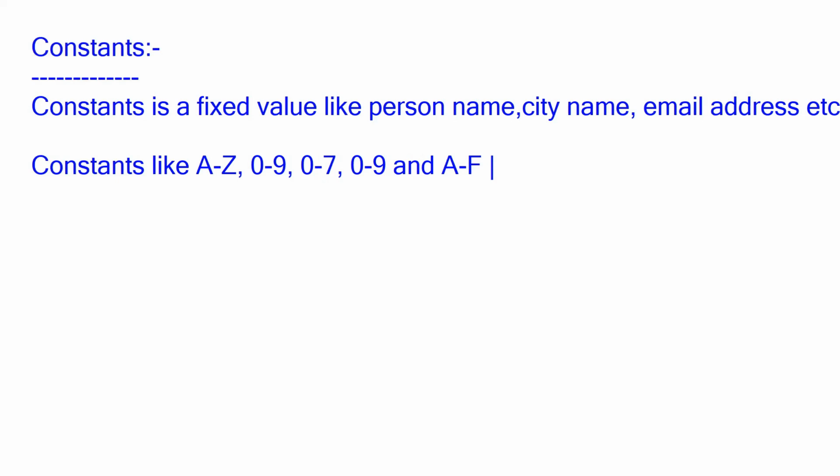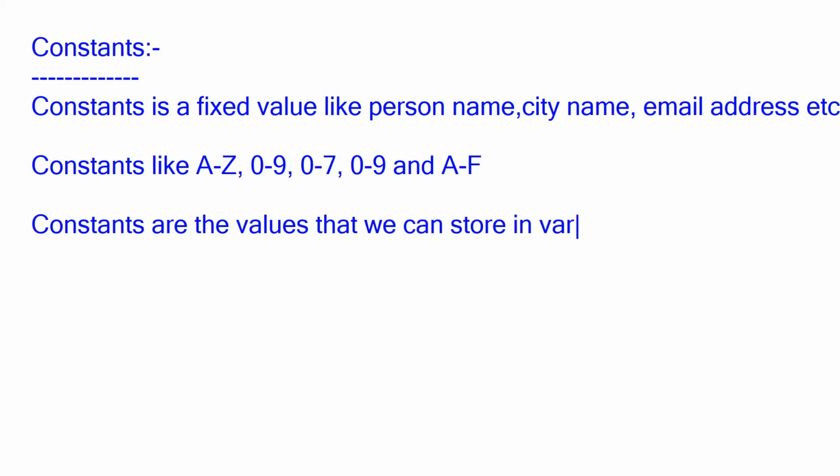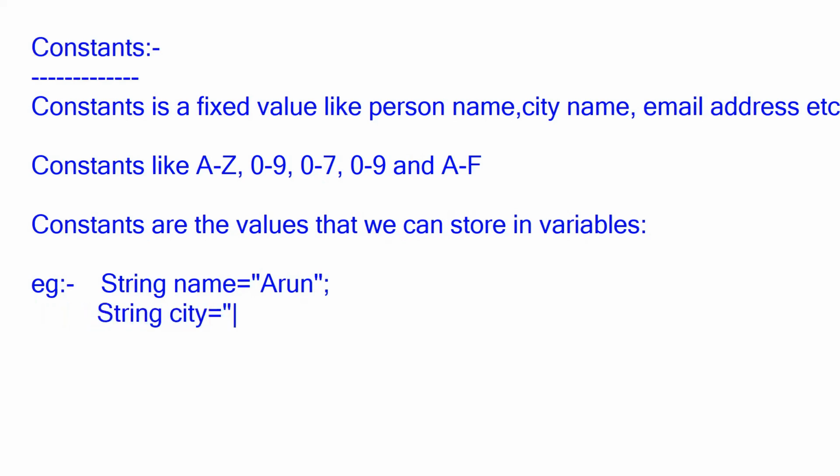So constants are the values that we store in variables. For example, here I'll declare some variables: string name equal to Arun. So this is the name of a person, Arun. The same way, string city, a city name like Delhi. And the same way, a book name like string book equal to Bible. So that is also a book name.